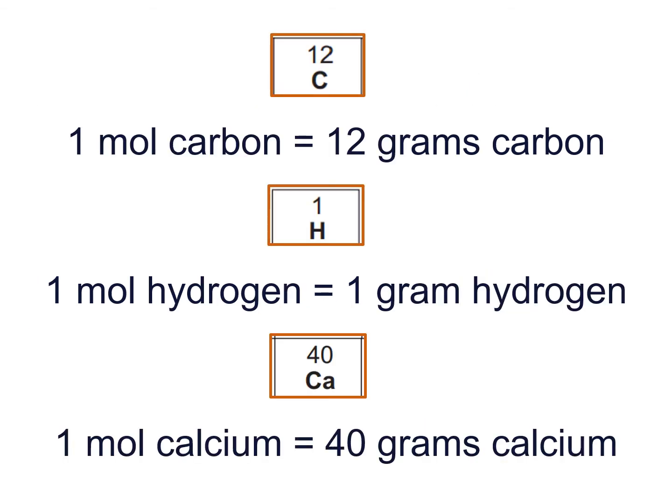Carbon has an atomic mass of 12. A mole of carbon has a mass of 12 grams. Hydrogen has an atomic mass of 1, so a mole of hydrogen has a mass of 1 gram. Calcium has an atomic mass of 40, so a mole of calcium has a mass of 40 grams. This is called the molar mass. So the mass of 2 moles of carbon would actually be 24 grams, as the mass of 1 mole of carbon is 12 grams.